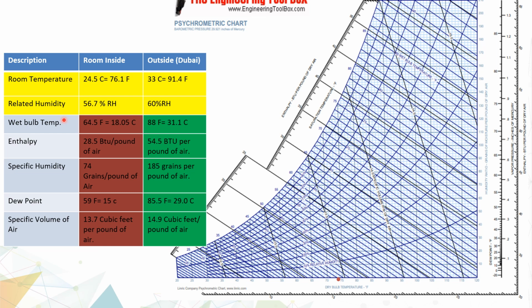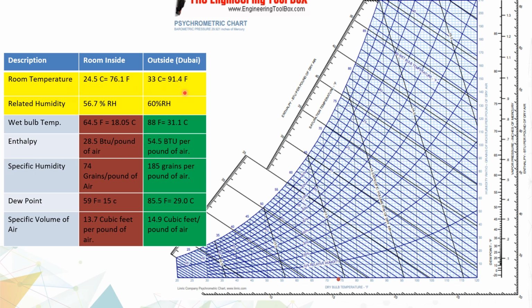Relative humidity is 56.7% RH, and outside is 60% RH. So how will we get to know the wet bulb temperature, enthalpy, specific humidity, dew point and specific volume? Then we'll compare both sets of data accordingly. Let's start. Okay, so we know the room temperature inside and the humidity.